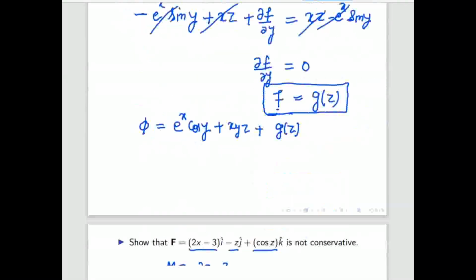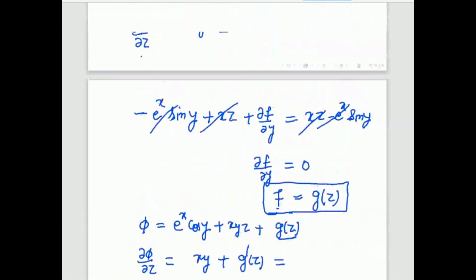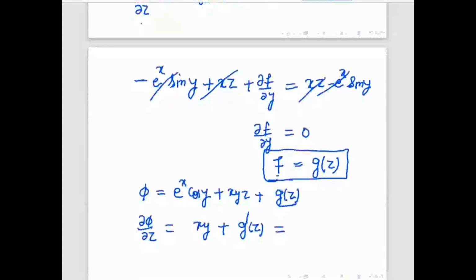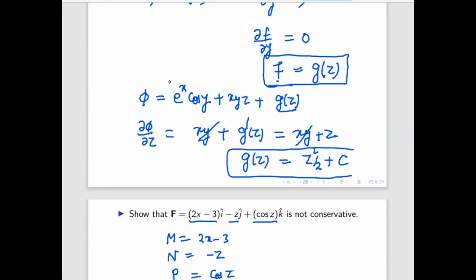Differentiate this with respect to z. That means it will come del phi by del z. This is 0. And with respect to z, it will come xy, and the derivative of g will give g dash z. And this is the same as what is given, xy plus z. So it will cancel out. So from here the value of g(z) equals the integration of this, z square by 2 plus some constant of integration c. So this g(z), if you replace here, you will get the value of phi. So the final answer will be e to the power x cos y plus xyz plus g(z). g(z) means z square by 2 plus c. That will be the final answer for phi.